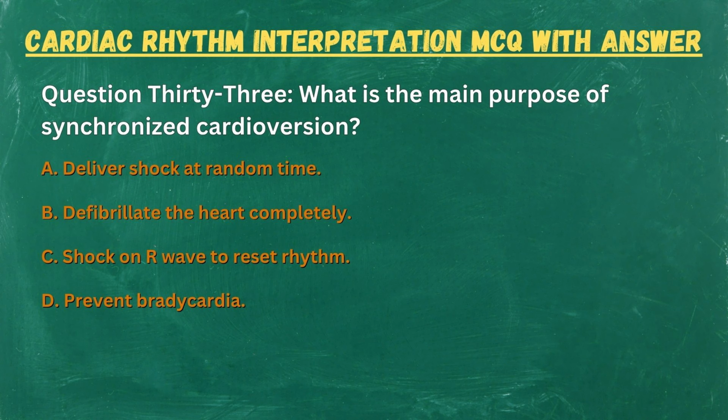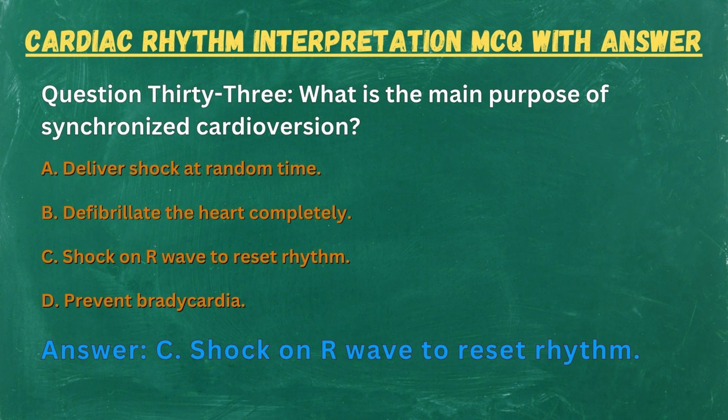Question 33. What is the main purpose of synchronized cardioversion? A. Deliver shock at random time. B. Defibrillate the heart completely. C. Shock on R wave to reset rhythm. D. Prevent bradycardia. Answer: C. Shock on R wave to reset rhythm.